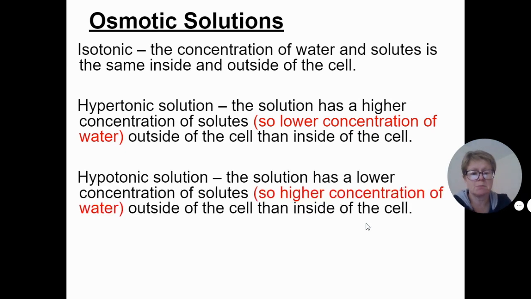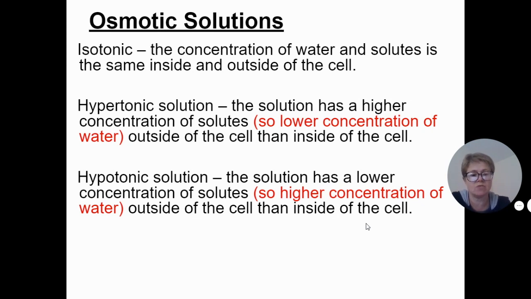Hypotonic means a high concentration of water. So that's your weak squash or your solution which has got just a tiny amount of sugar or salt in it. Hypo means small amount of sugar or salt, but actually that means we've got a large amount of water, so a high concentration of water. So this can be a bit confusing. It's easy to get your hypo and your hyper mixed up.